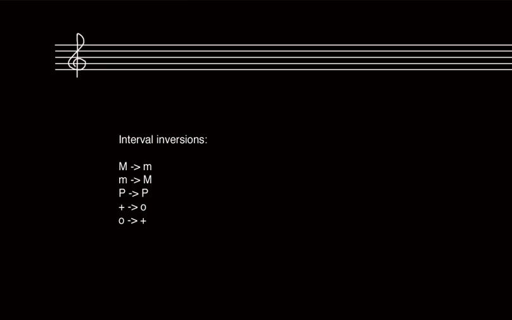In interval inversions, if we have a major interval, when it's inverted, the quality becomes minor. And if the quality is a minor interval, it becomes major. Then a perfect interval stays perfect, an augmented becomes a diminished, and a diminished becomes augmented. So it's the opposite if you think about it. And also the numbers will switch too. If you think about the numbers, they will both add up to 9. And I'll talk more about this in the following example.